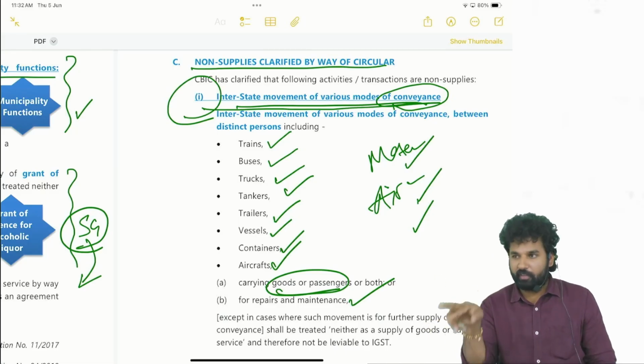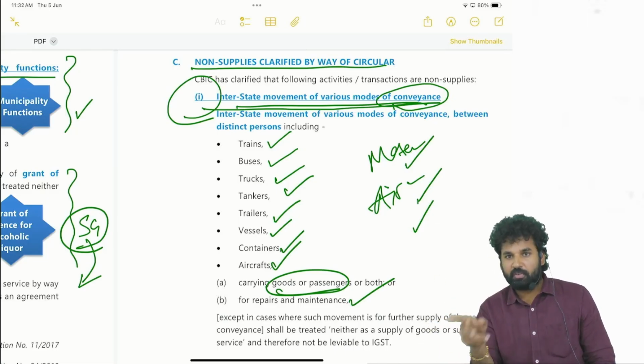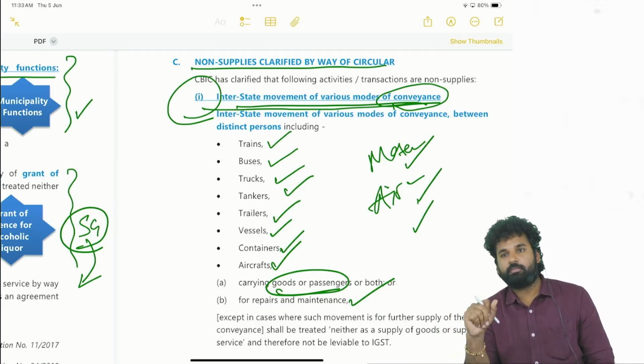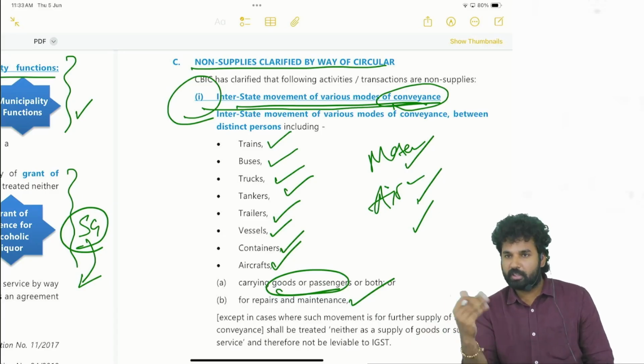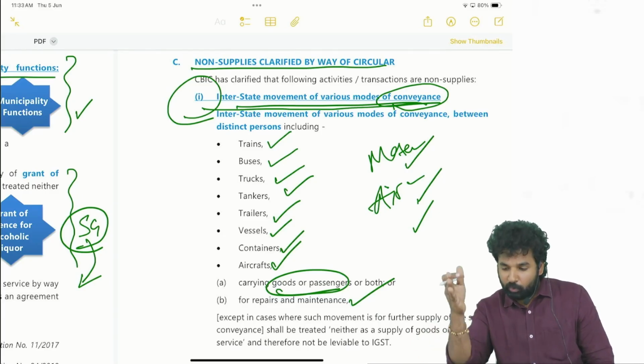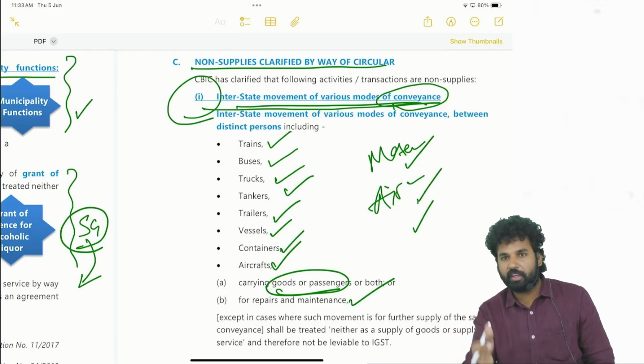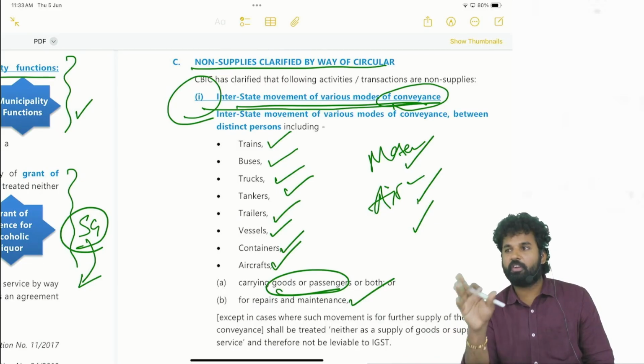Whenever you are moving a conveyance between the distinct persons for the purpose of repair or for the purpose of carrying goods or carrying passengers. See, carrying goods or carrying passengers is a different thing. It is a different supply. We are charging consideration from the passenger, the ticket amount. That is a different supply. We are charging the customer who is having a courier service for goods, for the movement of goods. That is a different service, a supply of service. But when the movement is of the vehicle from one distinct person to another distinct person, this movement will not be treated as supply.